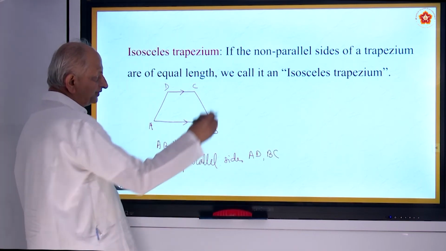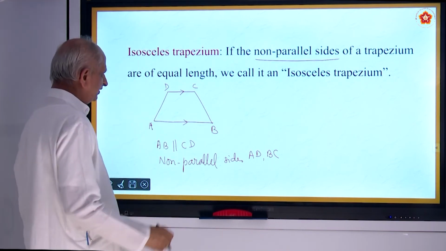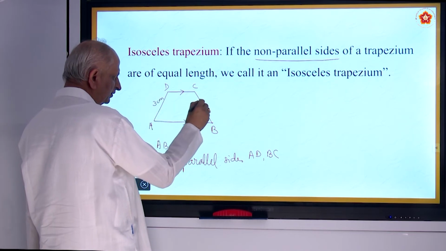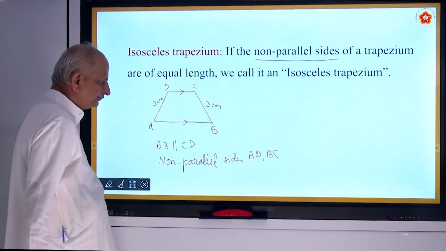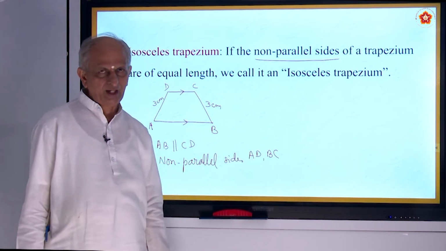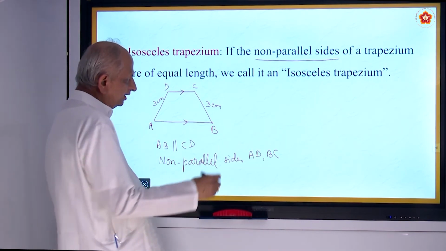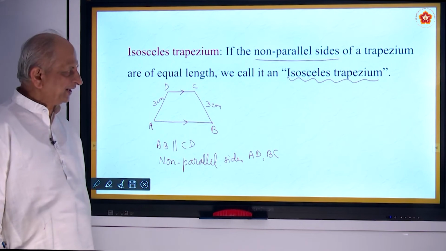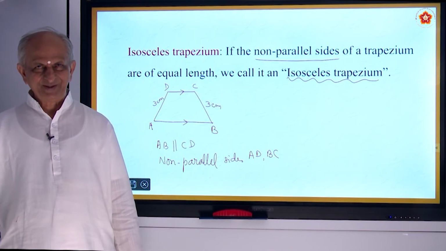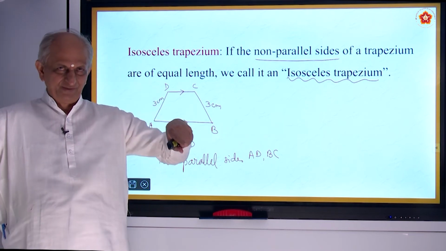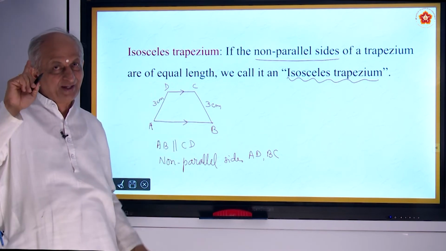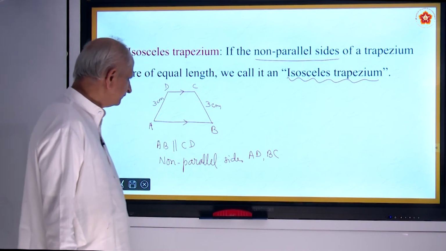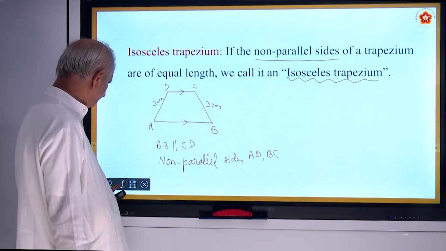If the non-parallel sides of a trapezium are of equal length, that is, if this is say 3 centimeters, if this also is 3, if AD and BC are equal, what do you call it? We call isosceles trapezium. As you have isosceles triangle. In case of isosceles triangle, what is the speciality? Two sides of a given triangle, if they are equal, we call isosceles triangle. Here it is isosceles trapezium. Okay, that's all one type of trapezium.